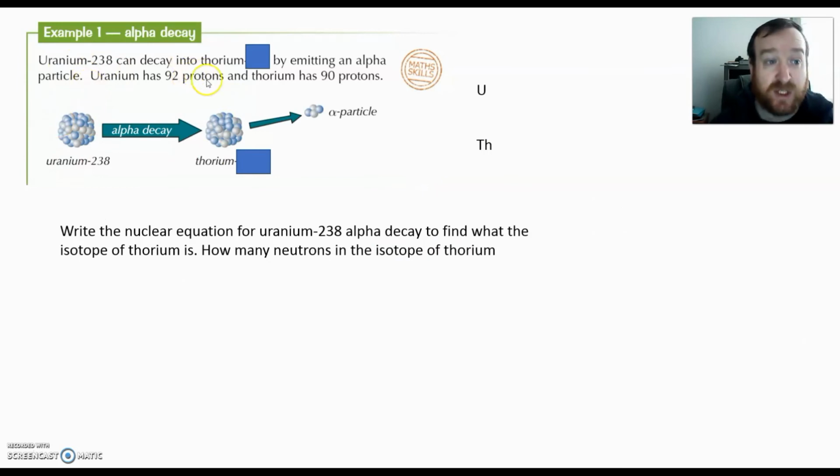Okay, here's a different example. We've got uranium turning into thorium. I want you to pause the video and try and answer this. You need to write down the nuclear equation, starting with the symbols. So start with U goes into thorium plus alpha particle. Then put in the numbers. So write the nuclear equation to help you find out what the isotope of thorium is. How many neutrons does it have? I'm going to go through the answer in a moment, so pause the video if you want to give it a go.